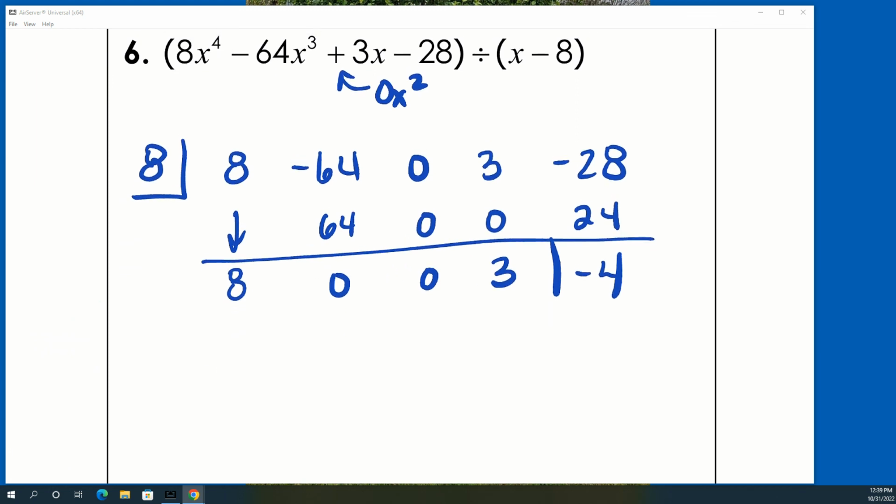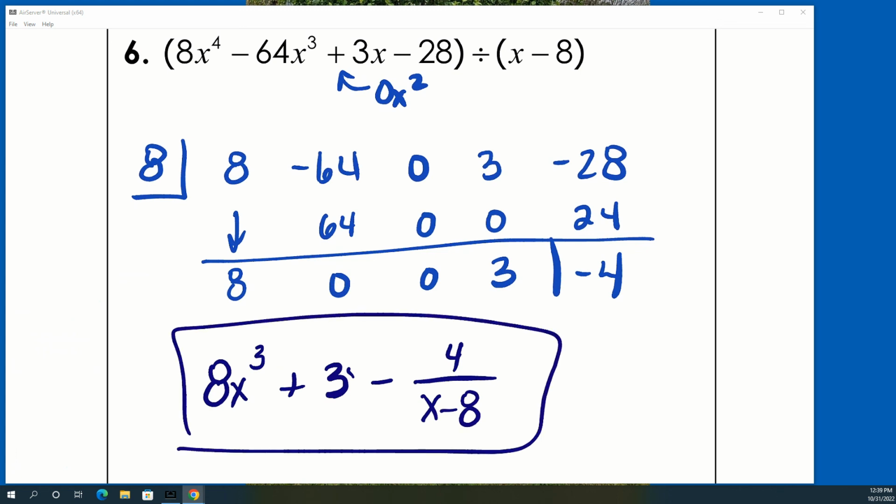Okay, so our answer should be 8x to what power? Third. All right, and then this 0 means we're not going to have any x squared, so we don't have to write 0x squared. We can just skip it. And then this would be 0x, so we don't have to write that. And then that would just be plus 3. So no x squareds, no x's, and then that would just be 3, and then 4 is your remainder. So like I said, this one turns out kind of weird.